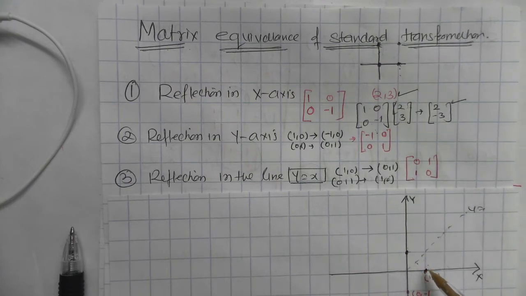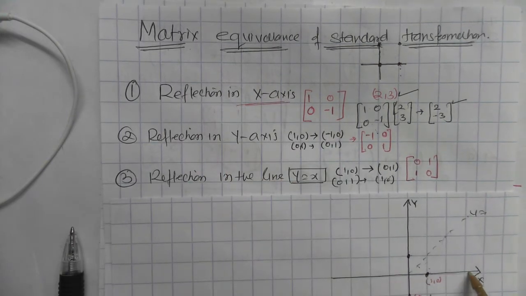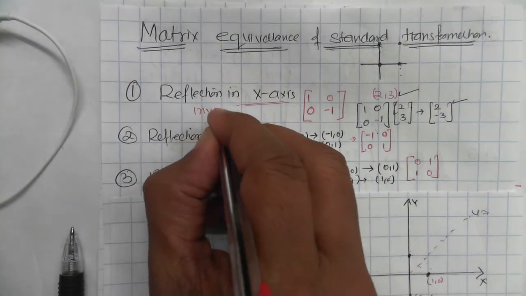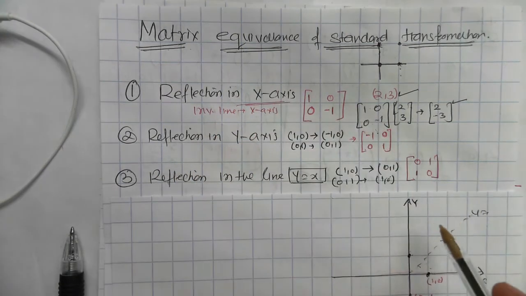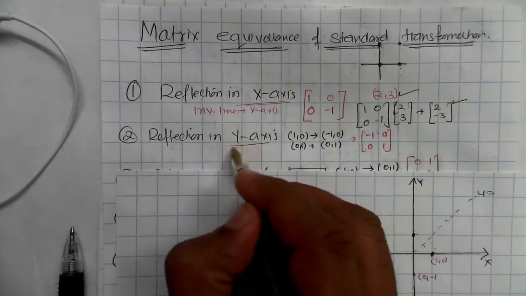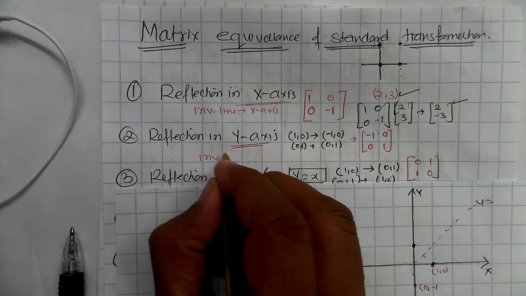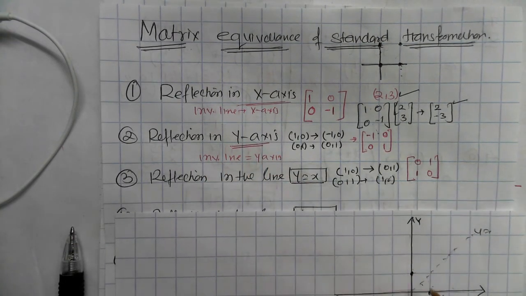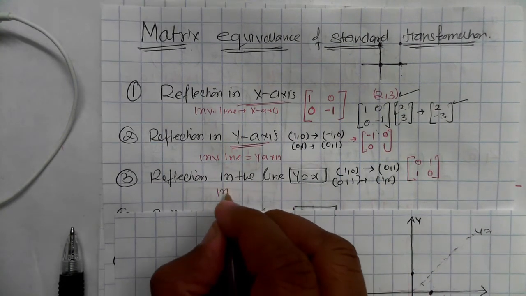So in this case, reflection in the x-axis, all the points on the x-axis do not change their position. So the invariant line is the x-axis. Reflection in the y-axis, all the points on the y-axis itself will not change position. So the invariant line is the y-axis. Reflection in the line y equals x, all the points on the line itself will not change position. So the invariant line is y equals x.